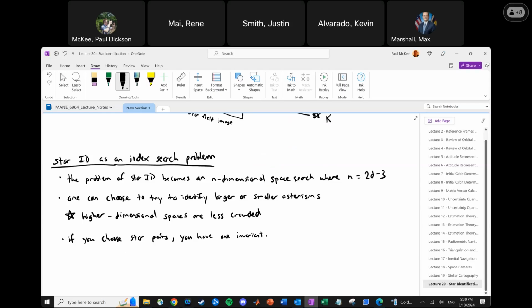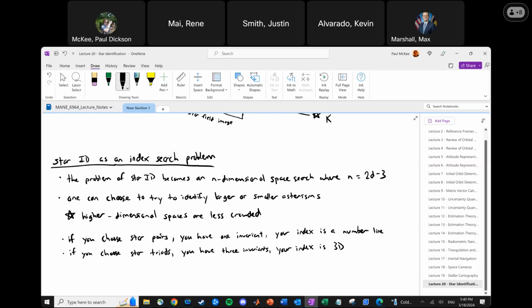Your index is a number line. Find the closest number on the number line to the number that you're starting with, right? If you choose star triads, you have three invariants, so your index is three-dimensional.